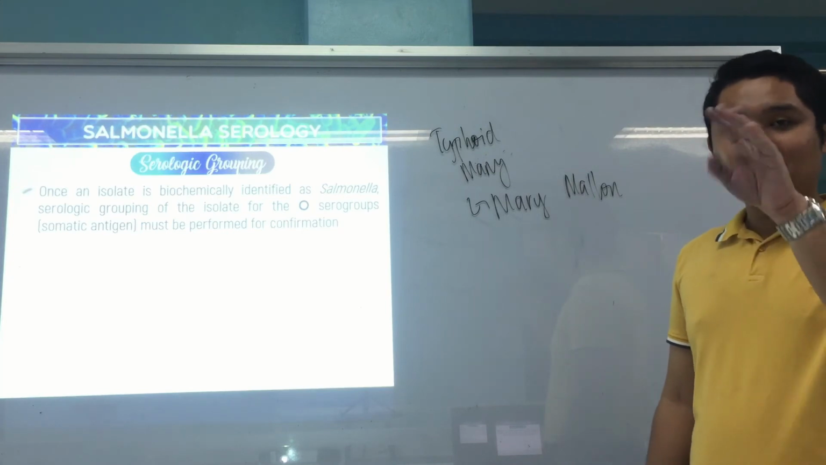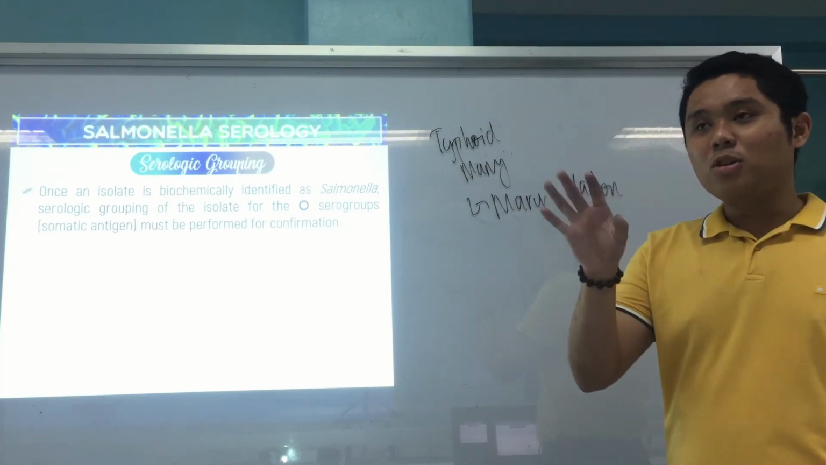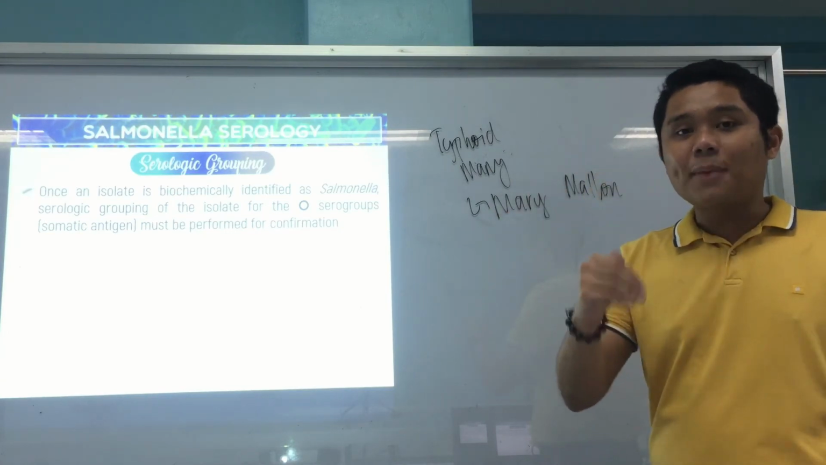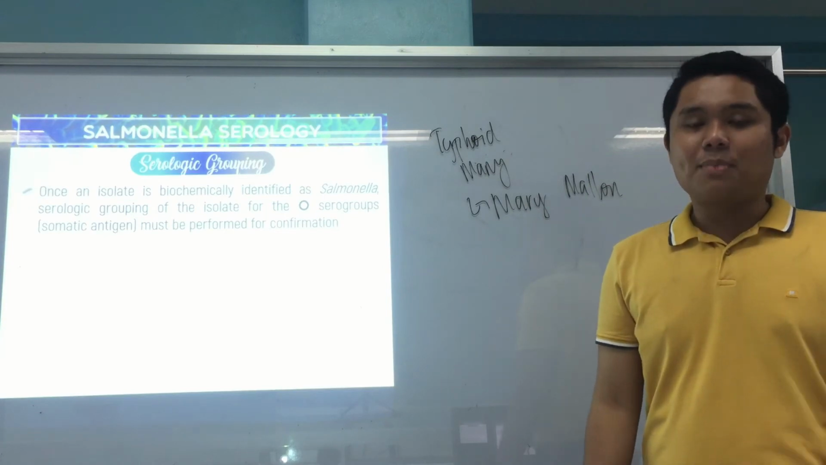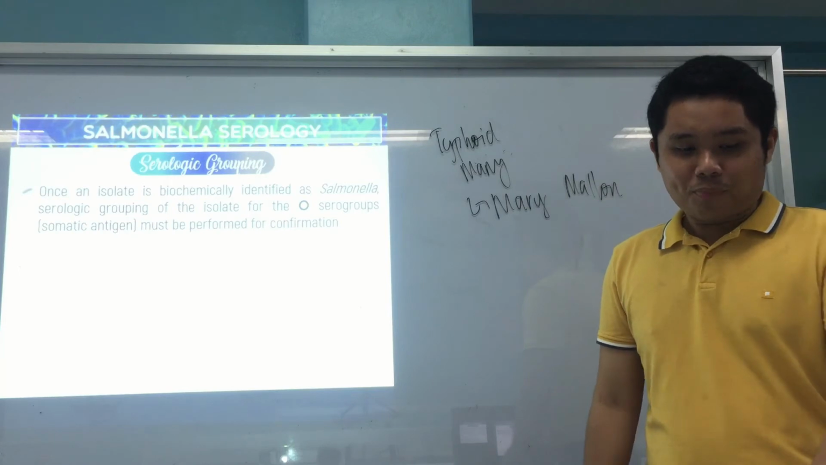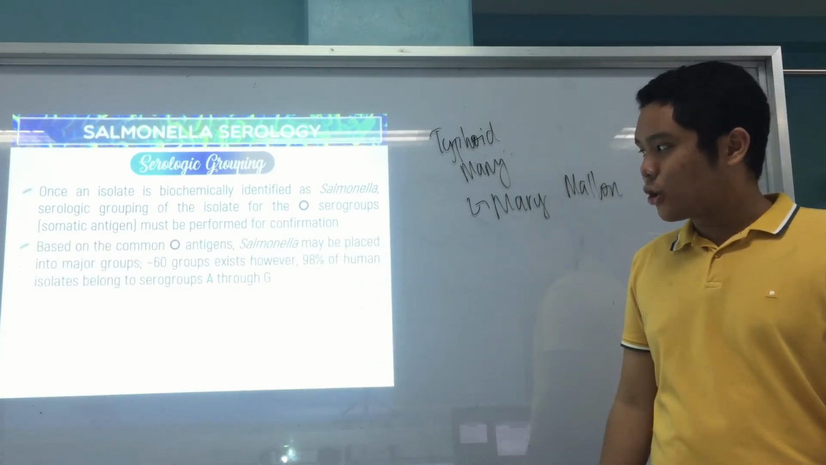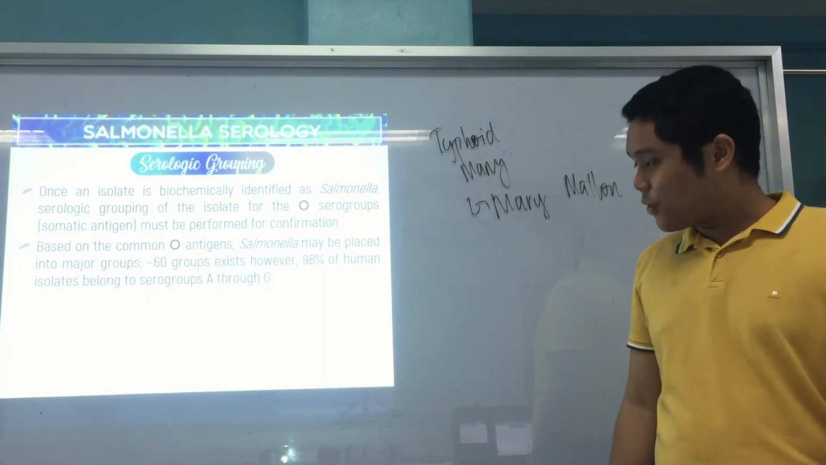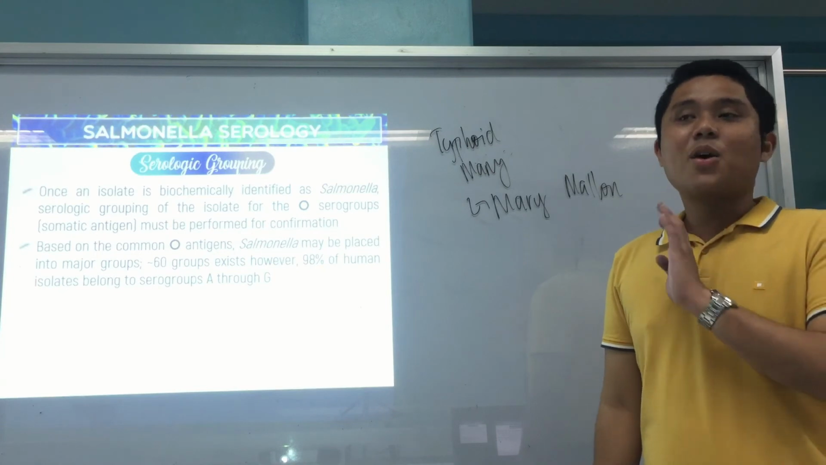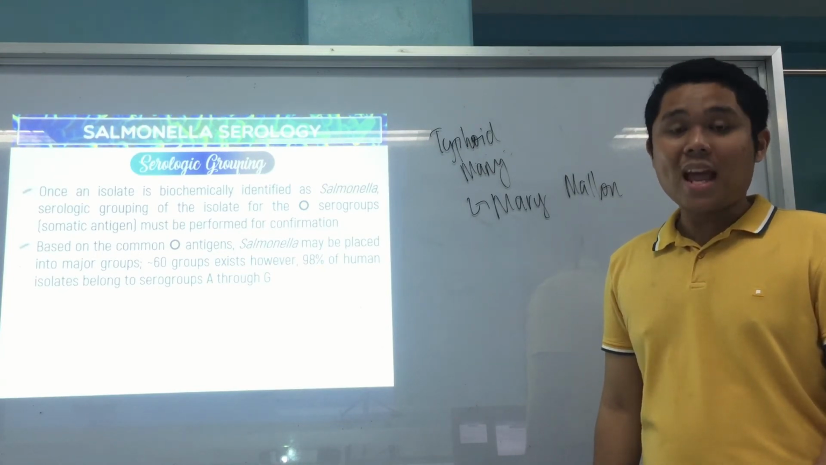But Salmonella enterica has subspecies. You have S. enterica subspecies enterica, and the most popular ones that cause infection, typhi and paratyphi, are serotypes under Salmonella enterica subspecies enterica. That's why we need to perform serological grouping. Based on the common O antigens, Salmonella may be placed into major groups. Sixty groups exist, however, and 98% of human isolates belong to serogroups A through G. So there are many, because there are different antigens.